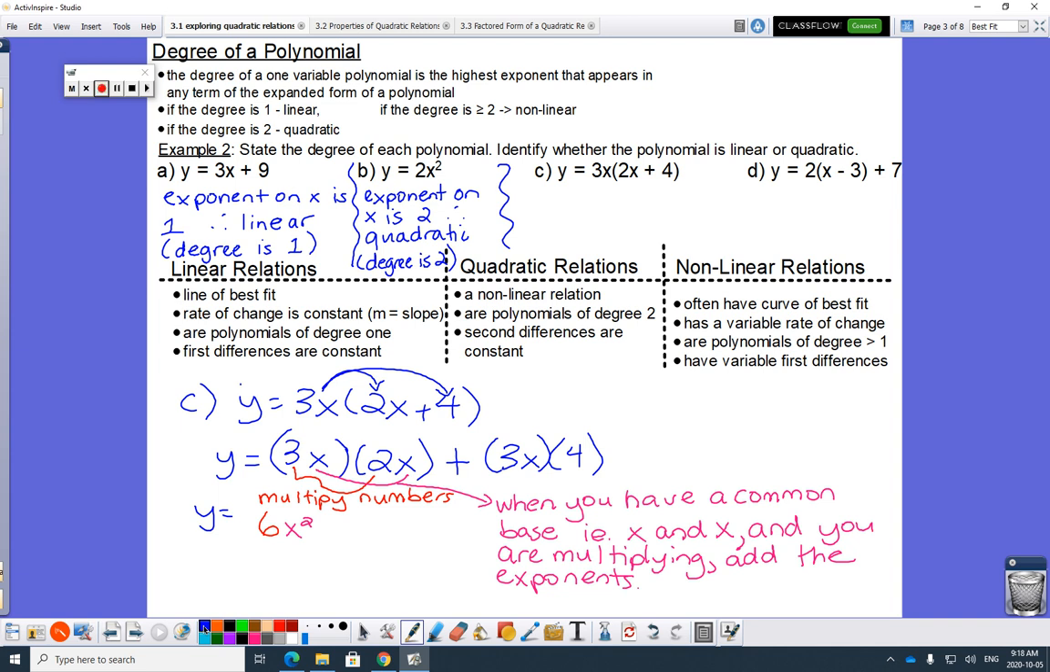And then the last term, I'm just going to keep it blue because there's just a number. So you just multiply 3 times 4, which is 12x.